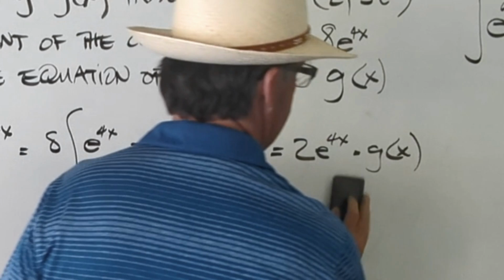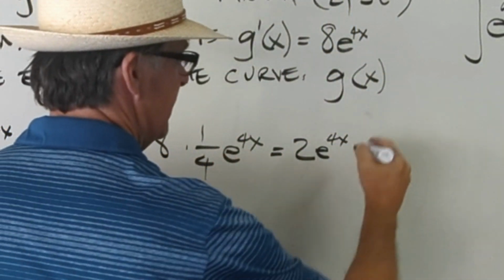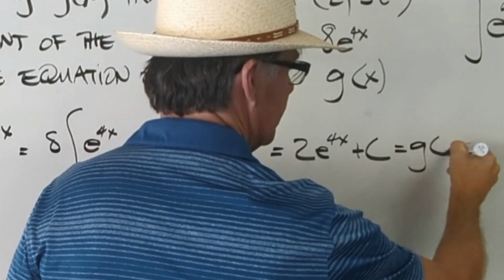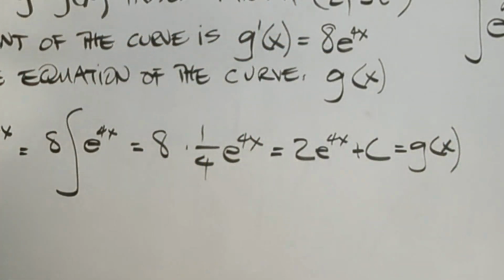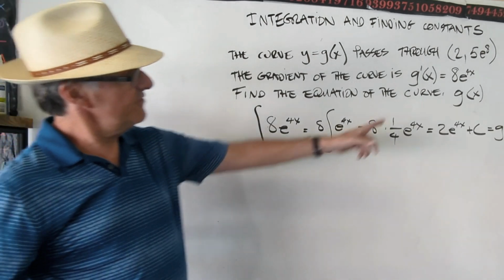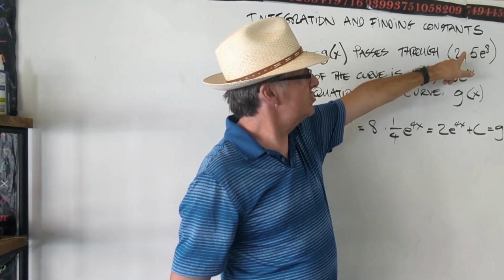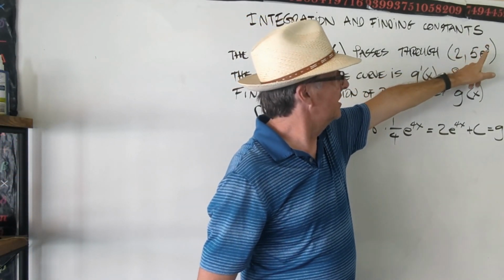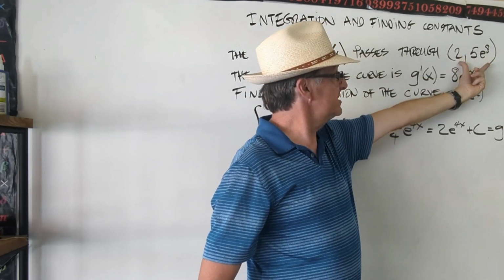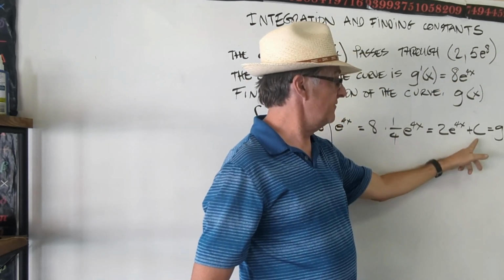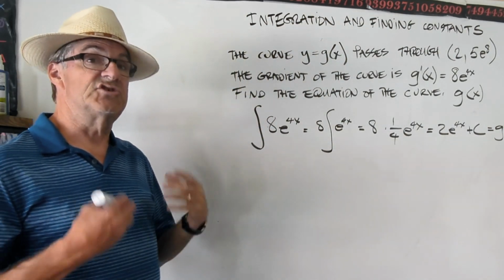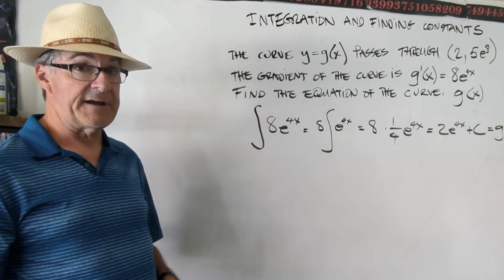Except this is plus c. And this is what we're going to be focusing on next. We need to find that c. So now we are given a point. So when you put 2 into the function, you get 5e to the 8th out of the function. So we can use this information and our function to find c. So go ahead, pause the video, see what you can do with that. At least just do our plug-in step and come back.